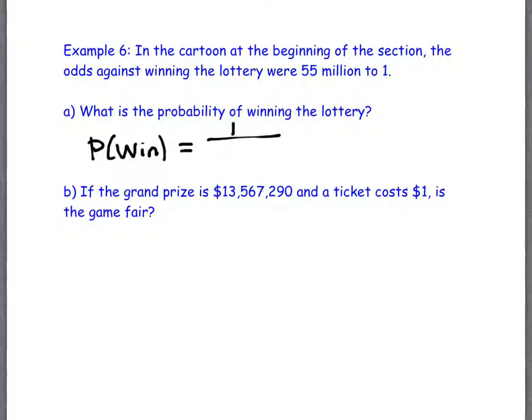55? Yeah, the total chances, which would be what? 55 million and 1. So there's your 1. Okay, so this is a real common mistake, so be careful. The number 55 is in millions, so don't go adding 1 million.